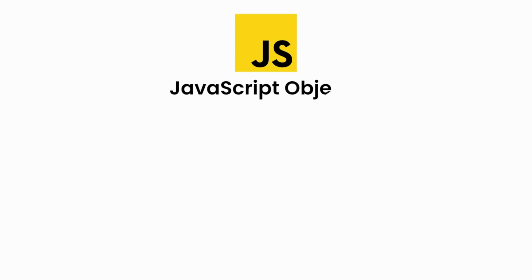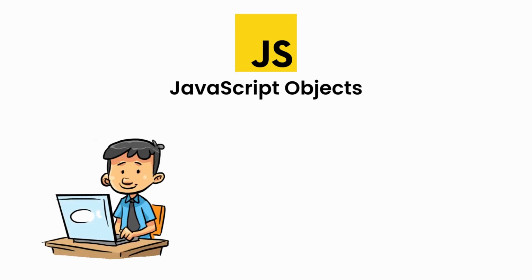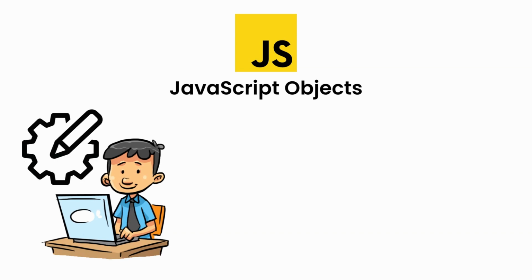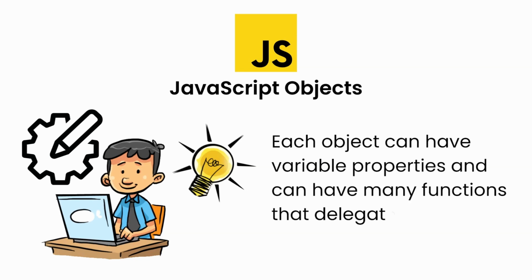JavaScript objects are one of the most important features of the language. They allow you to create custom operations and data structures on the fly without writing code every time explicitly. This makes programming in JavaScript much more intuitive and efficient than in other languages. Each object can have variable properties and can have many functions that delegate logic to create. Each object can be initialized, used with selected properties, and later used as needed.